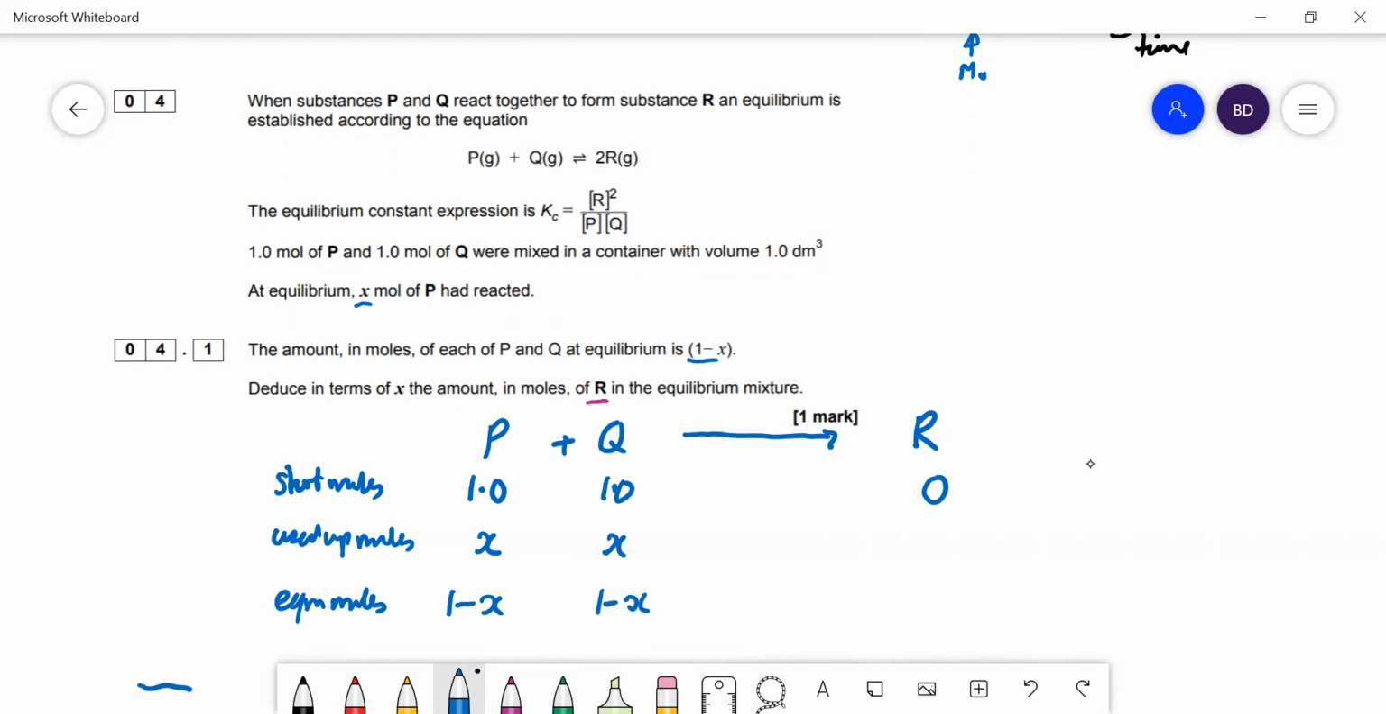Now, if we've used up X of P, 1 mole of P gives us 2 moles of R. So at equilibrium, we're going to have 2X moles of R. So that is the answer to this question 1.4. The amount of R is equal to 2X moles.